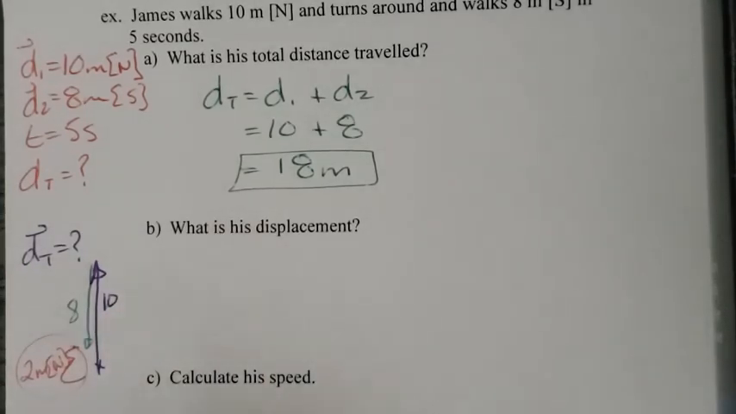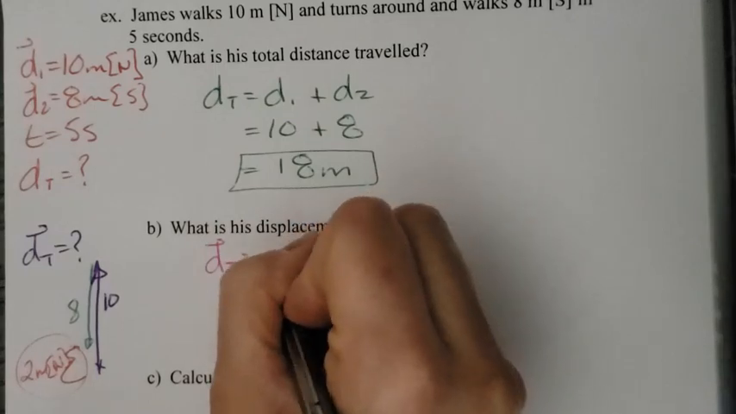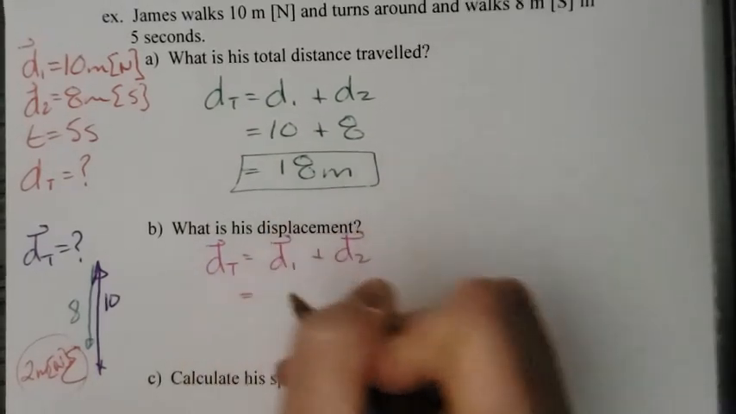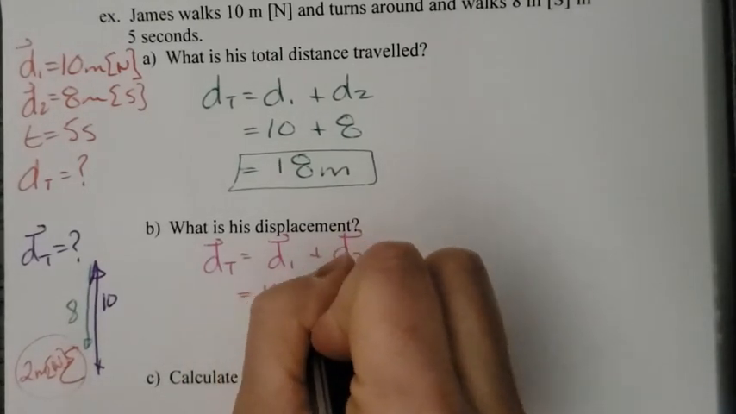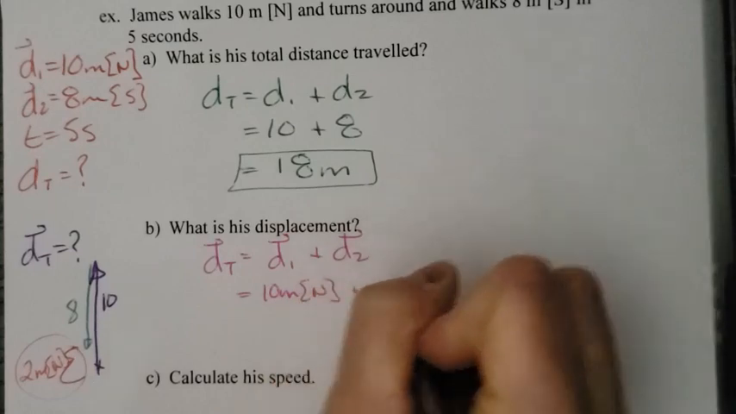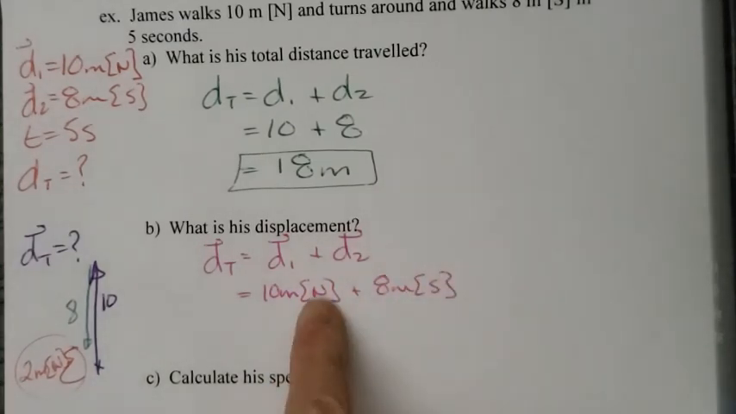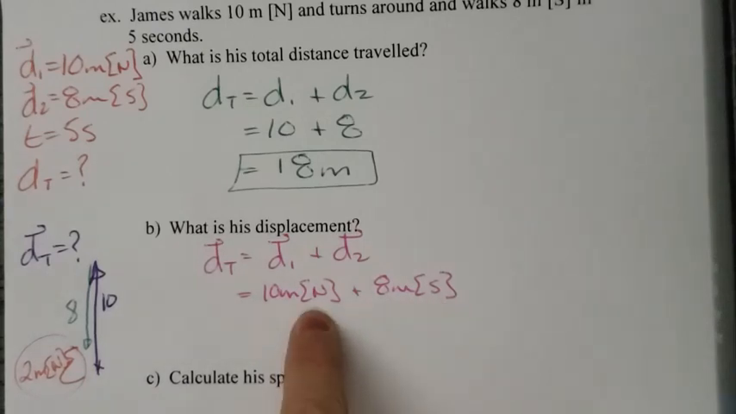There is a second way to do it, and I'm going to try that now. The other way is to use the formula. So my total displacement is equal to my first displacement plus my second displacement. My first displacement was 10 meters north. And my second one was 8 meters south. There's a problem here. You can't add directions that are pointing in different ways. So they either have to be both north or both south.